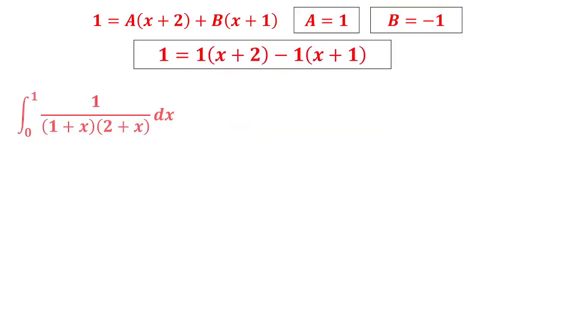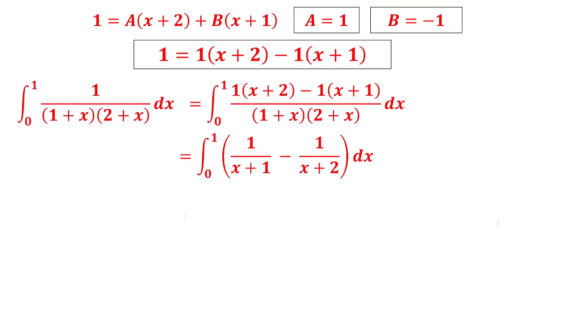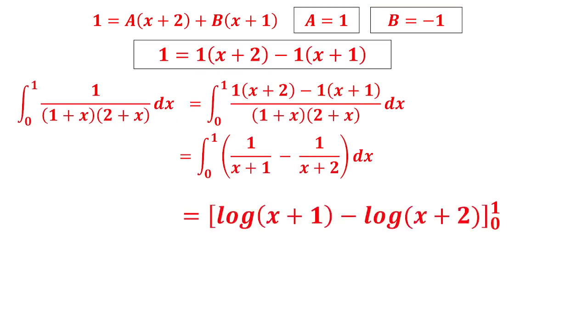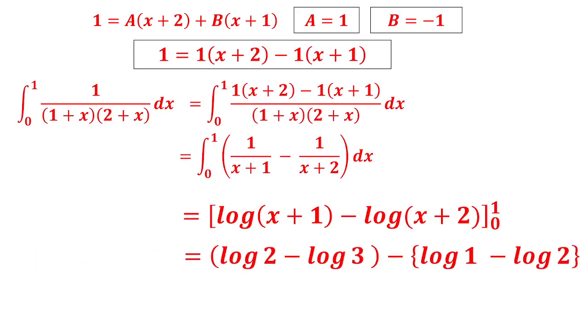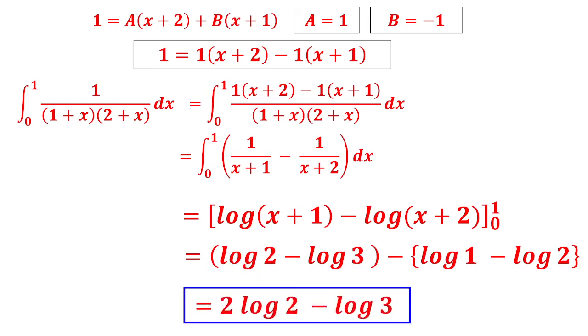Now this is the partial fraction. I am doing the integration now. Log of (x plus 1) minus log of (x plus 2). I am applying the upper limit minus lower limit. I am getting the answer as 2 log 2 minus log 3 because log 1 is 0.